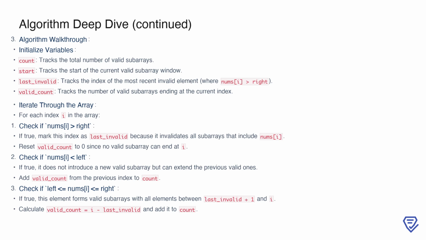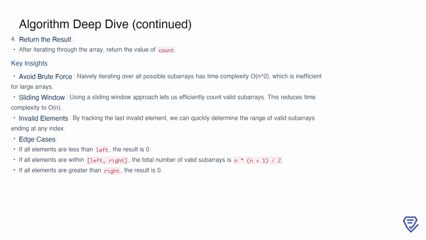As we iterate through the array, we handle three cases for each element. If the element is greater than right, it marks the end of a valid window, so we update last_invalid and reset valid_count to 0. If the element is less than left, it doesn't start a new valid subarray but extends the previous valid ones, so we simply add the current valid_count to count. Finally, if the element lies within the range [left, right], it contributes to new valid subarrays. Here, we calculate valid_count based on the distance from last_invalid and add it to the running total count. After iterating through the array, we return the value of count, which represents the total number of valid subarrays.